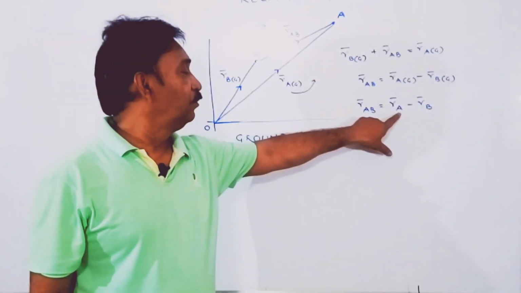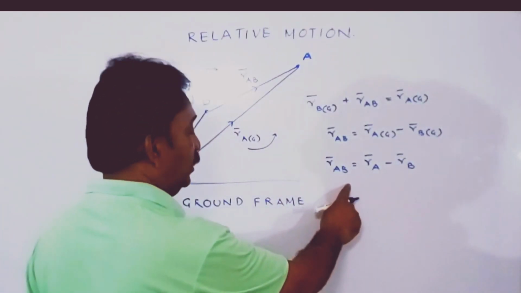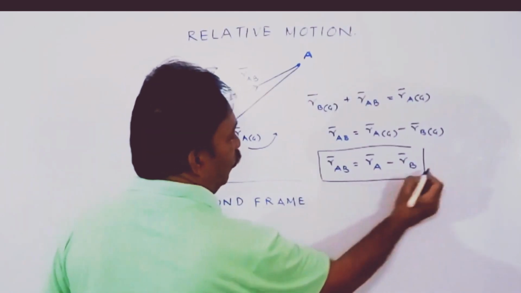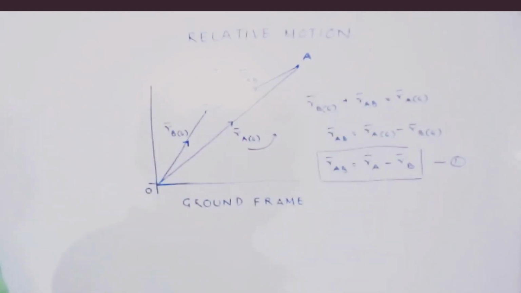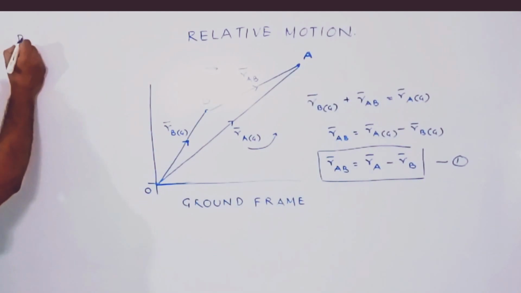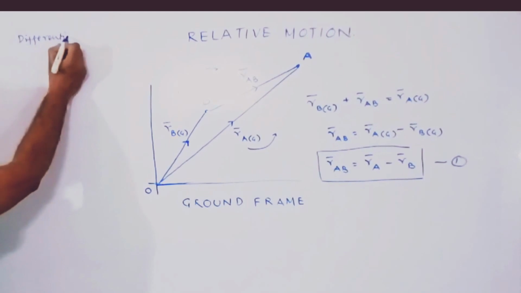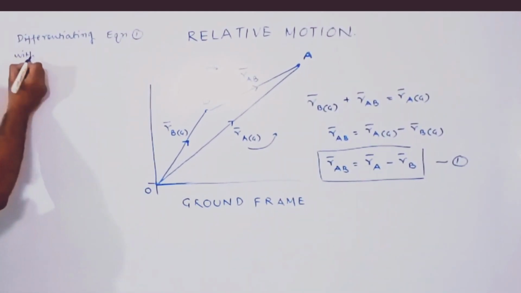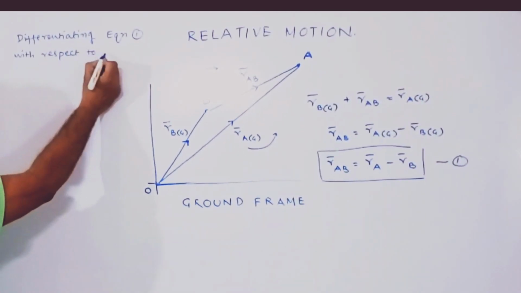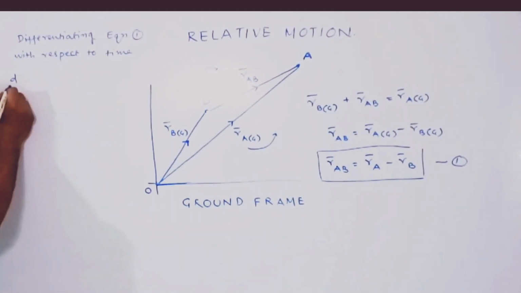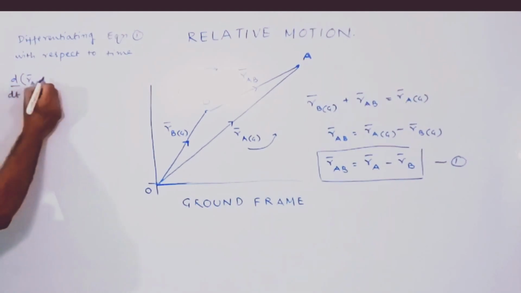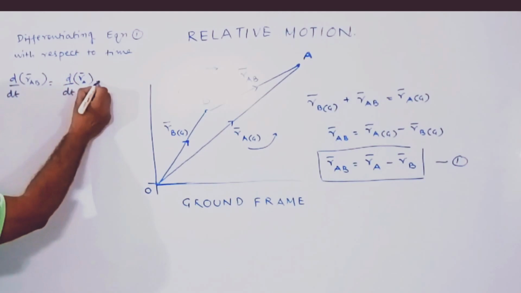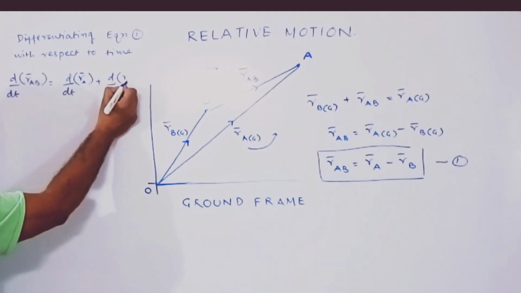R bar AB is equal to R bar A minus R bar B. Here, to get the relative velocity, what you have to do? We have to differentiate it. Say it is equation one. Okay, students, getting me? Okay, differentiating equation 1 with respect to time. What we get? d by dt of R bar AB is equal to d by dt of R bar A minus d by dt of R bar B.